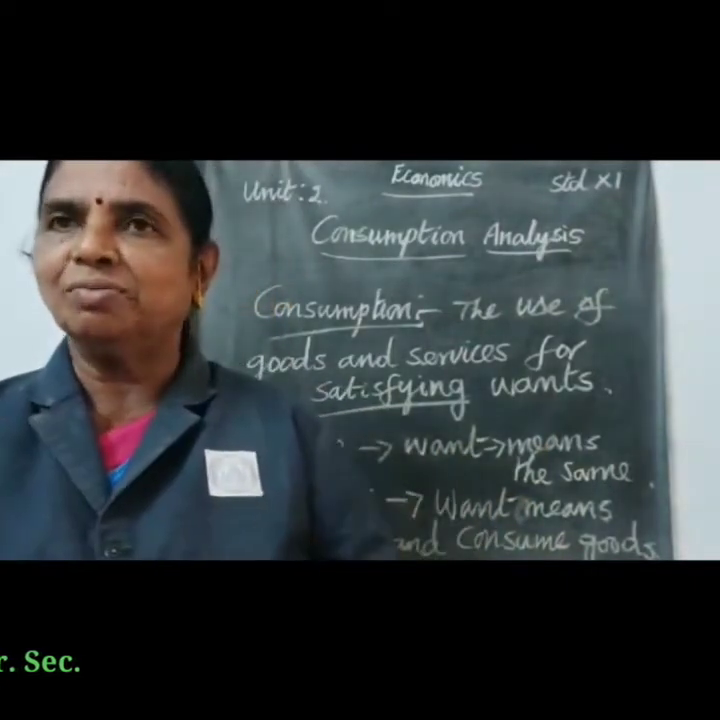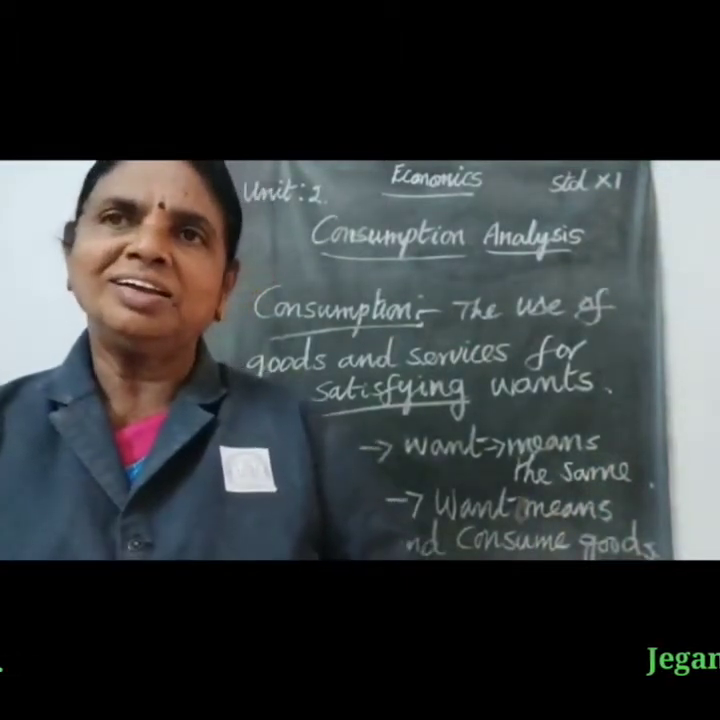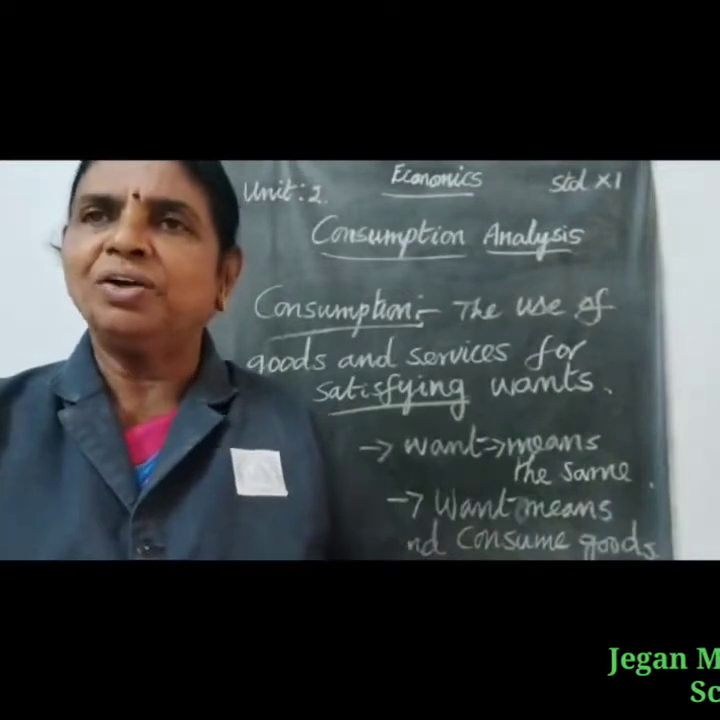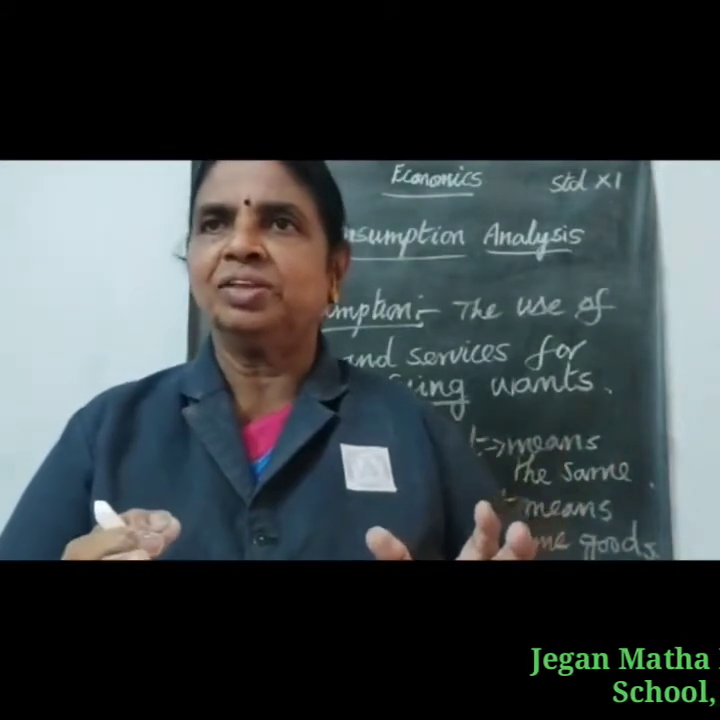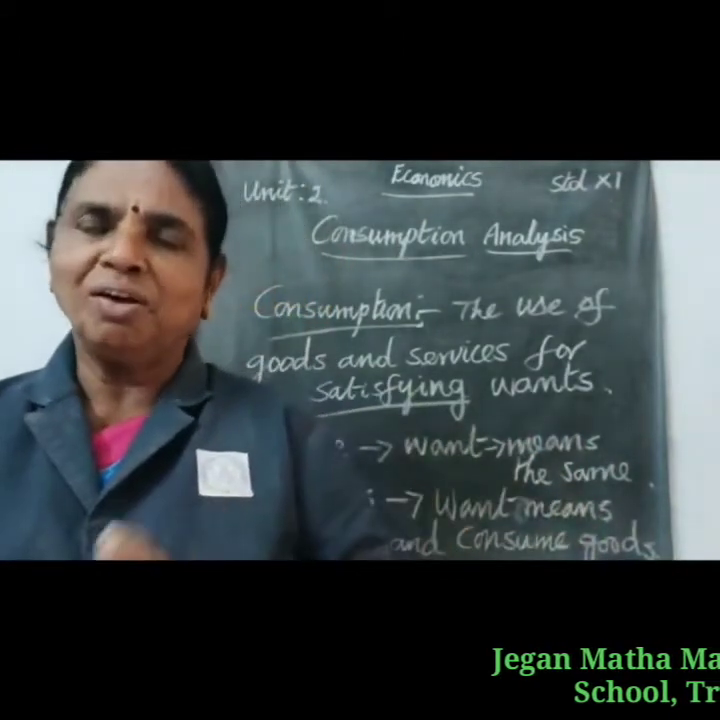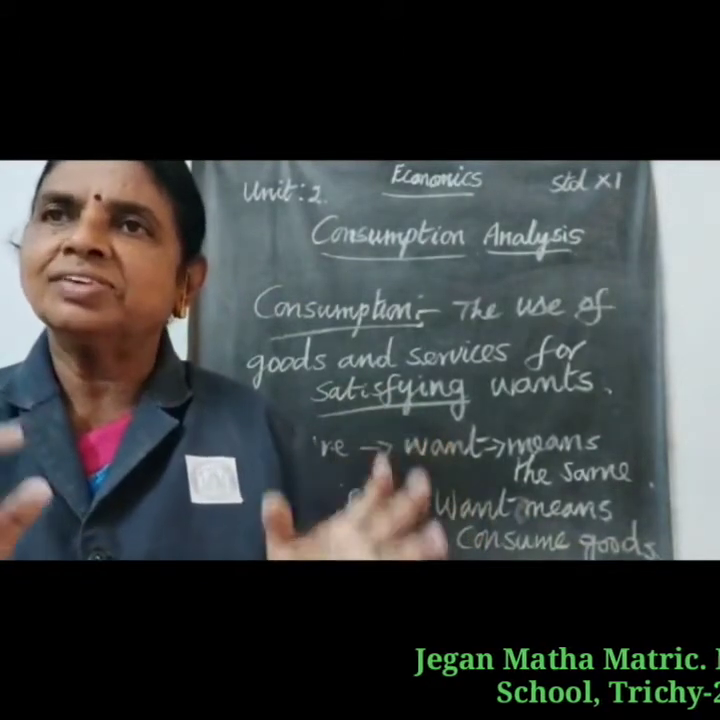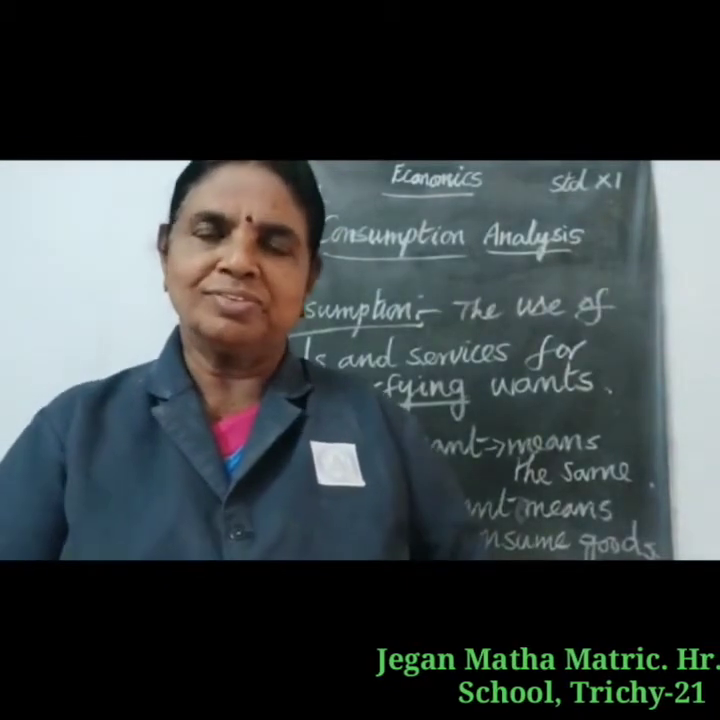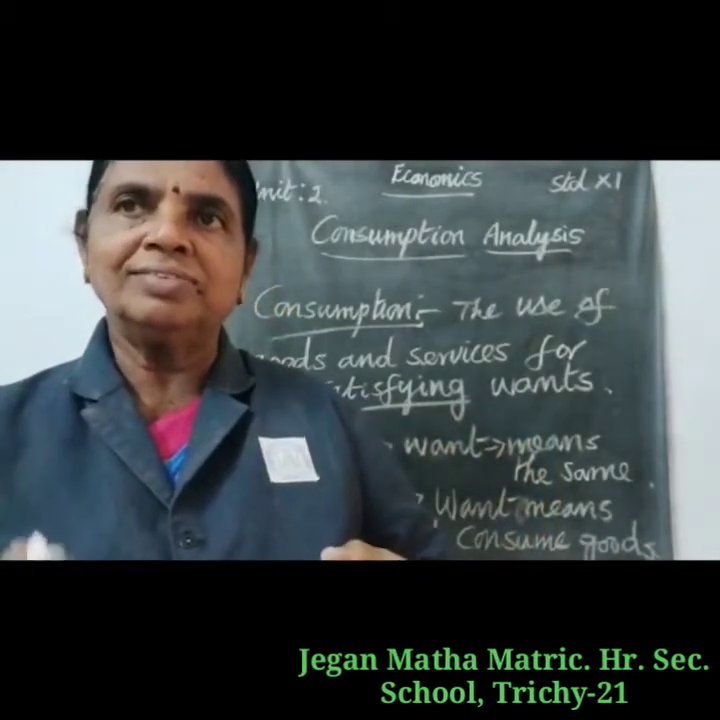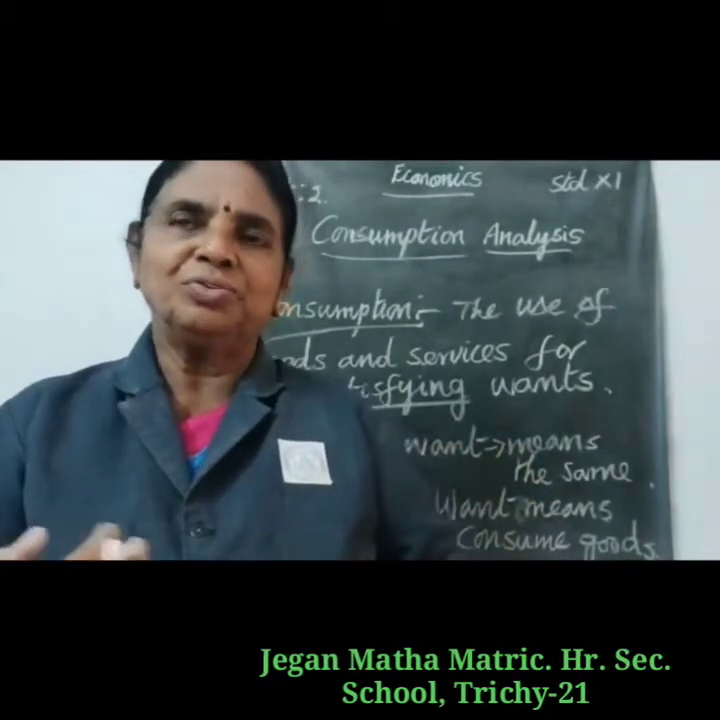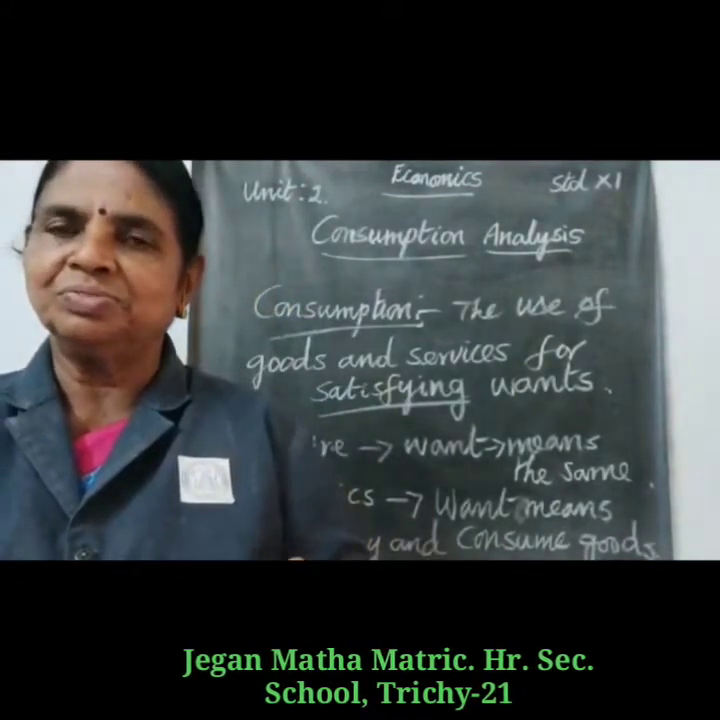Since the resources are limited, he has to choose between urgent wants and less urgent wants, or we call it the most urgent wants and not so urgent wants. So, a systematic survey of this process is known as consumption. Choosing urgent wants over less urgent wants is a systematic process, and this is known as consumption.